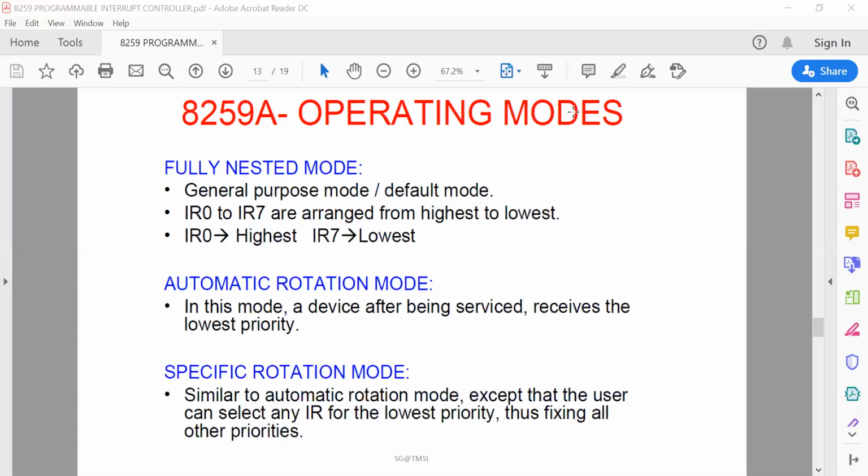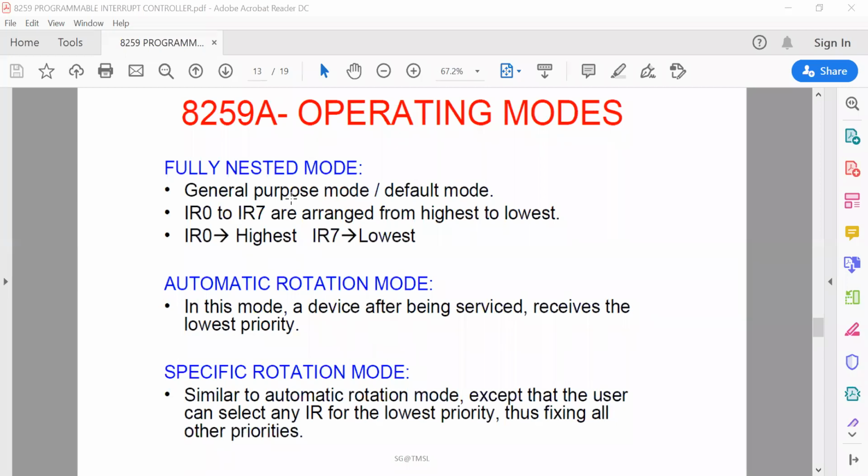Operating modes of 8259. So it started from this mode which is called the fully nested mode. Fully nested mode is actually the default mode of operation in 8259, where the 8 interrupt lines are available from IR0 to IR7. IR0 has the highest priority and IR7 has the lowest priority in this mode.